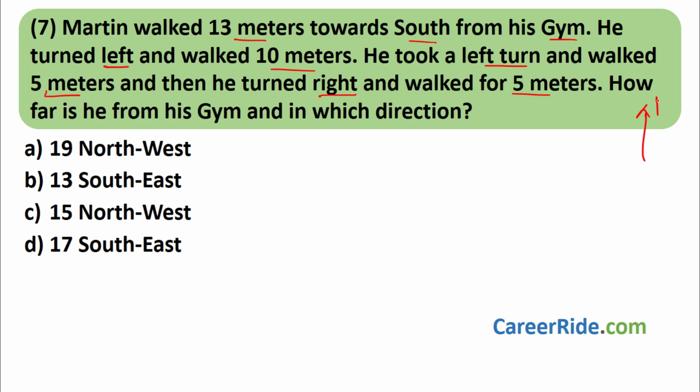Again, very easy. This is our north side. This is the gym. Martin starts from here and he walks 13 meters towards south. He reaches this point. He turned left. For south direction, left is this. So turning by 90 degrees left. He walked 10 meters, and reaches here.